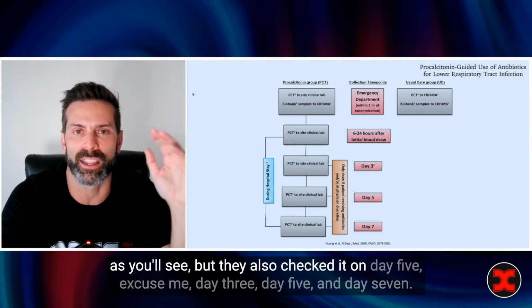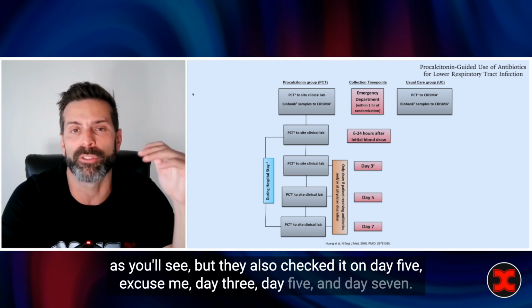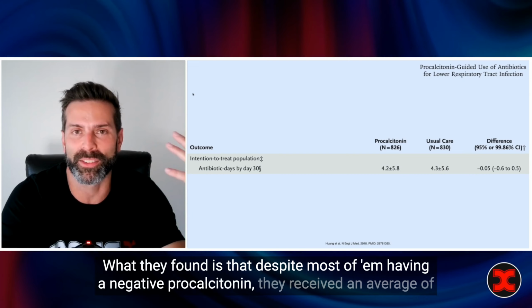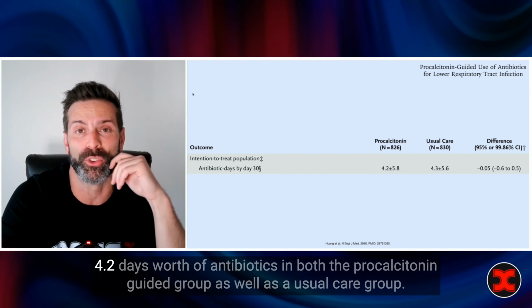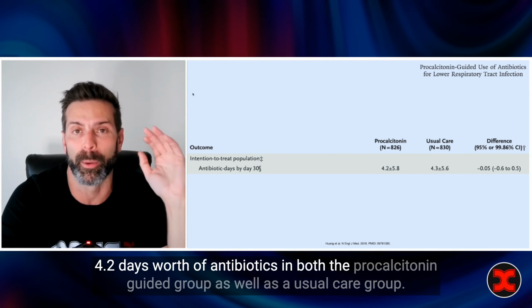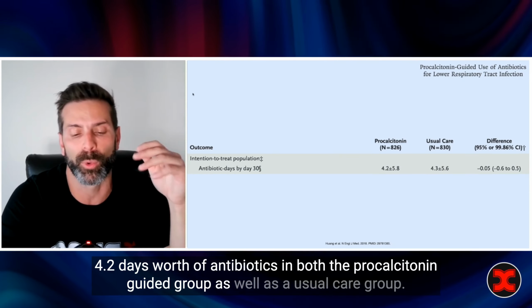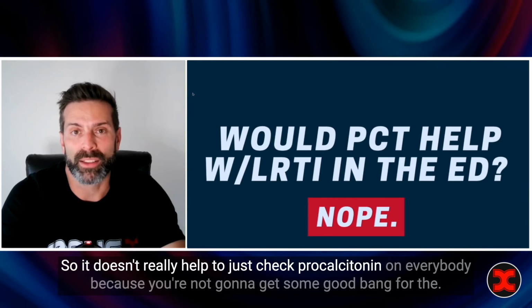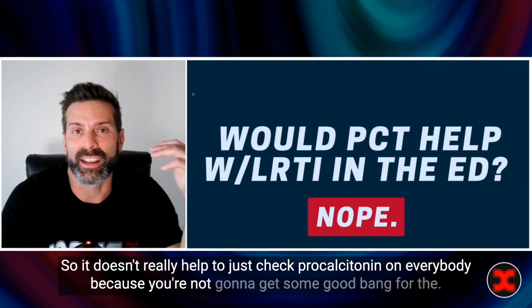But they also checked it on day 3, day 5, and day 7. What they found is that despite most of them having a negative procalcitonin, they received an average of 4.2 days worth of antibiotics in both the procalcitonin guided group as well as the usual care group. So it doesn't really help to just check procalcitonins on everybody because you're not going to get some good bang for the buck.